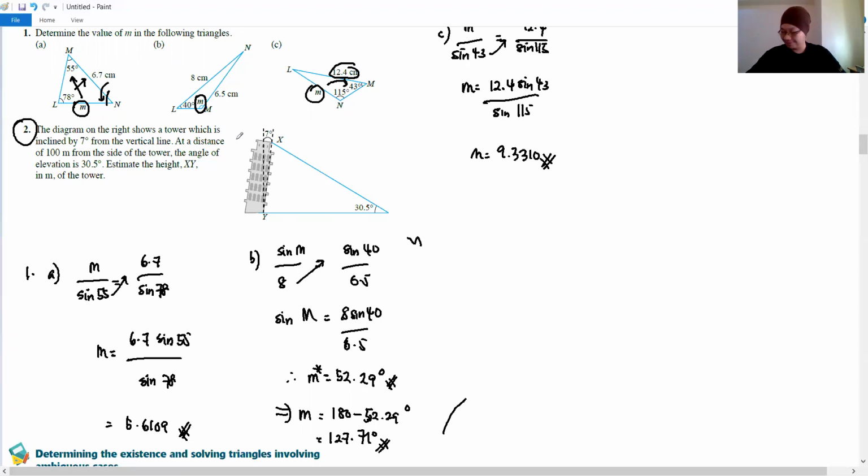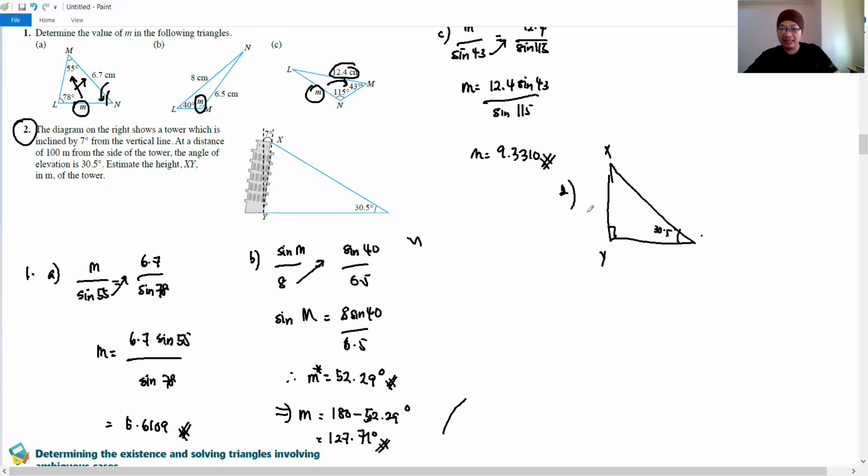Okay, guys. What I can understand from the question is, we have a right angle triangle, and then suddenly the tower is inclined by 7 degrees. So the first thing is you need to draw the right angle triangle. Your question number 2. So this is 90 degrees. Your X and Y here, this is the tower before it inclined, and this is your 30.5 degrees.